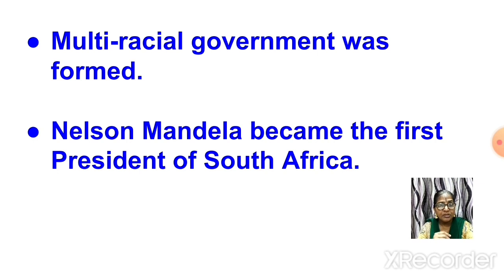Why was it called multiracial? Because this government included whites, blacks, and also coloured. And that's the reason it was called a multiracial government. And Nelson Mandela became the first president of South Africa.